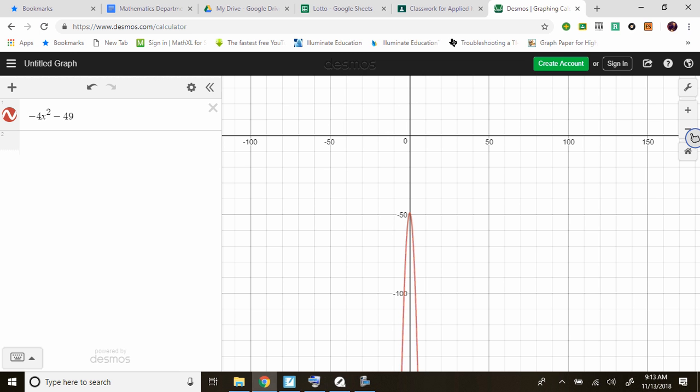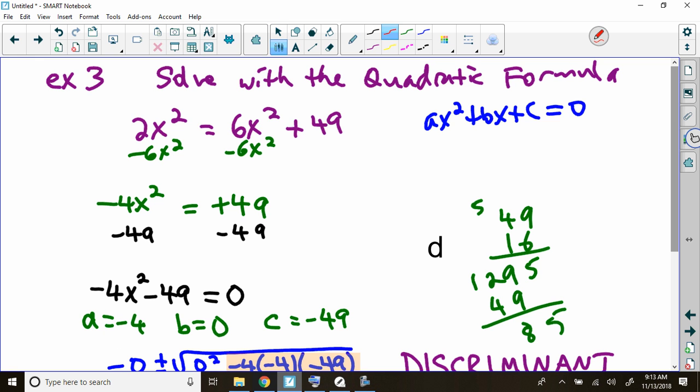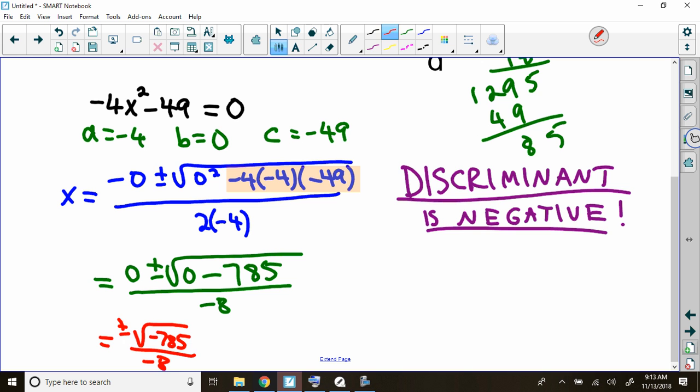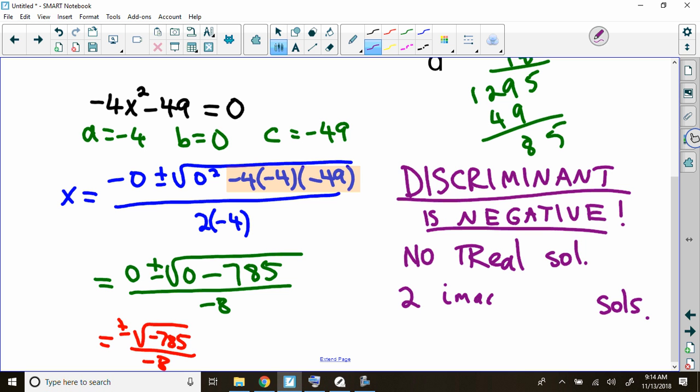In Algebra 1, we would say that there's no solution. In Algebra 2, what we say is there's no real solution. How many answers do quadratic equations have to have? 2. There are 2 solutions, but they're not real. If they're not real, then what are they? They're imaginary. Hence the need for the next section of the book on complex and imaginary numbers.